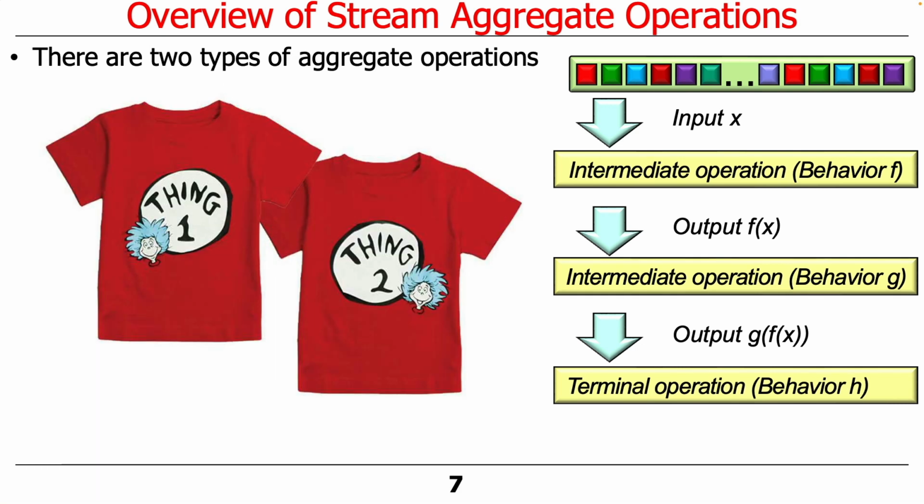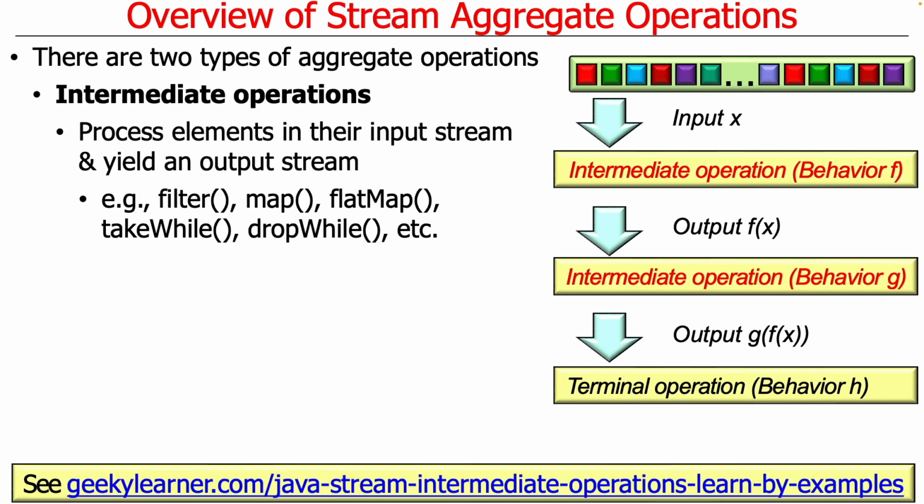There are two types of aggregate operations. The first type are intermediate operations, which process the elements in an input stream and yield an output stream. You've seen a bunch of examples, things like filter, map, flatMap, which are ones we've talked about, and you'll get a chance to play more with in the next assignment. There's also other more advanced ones that came later in Java 9, like takeWhile, dropWhile, et cetera.